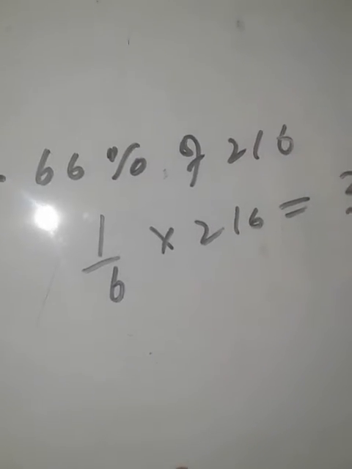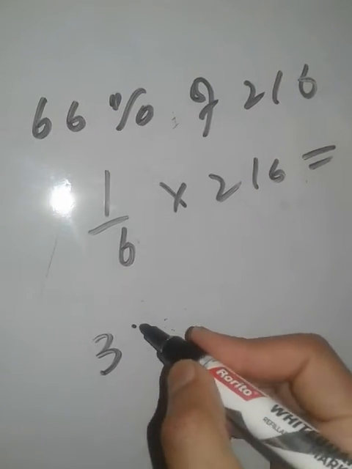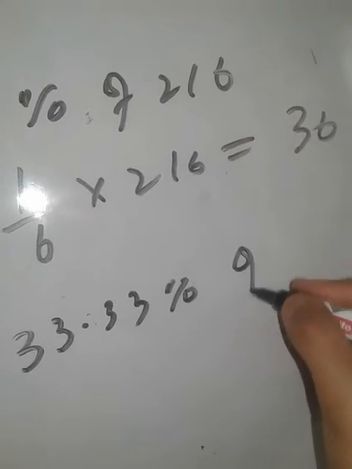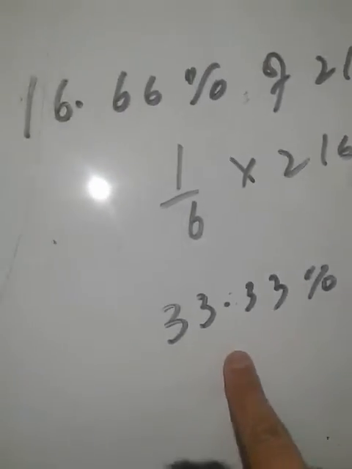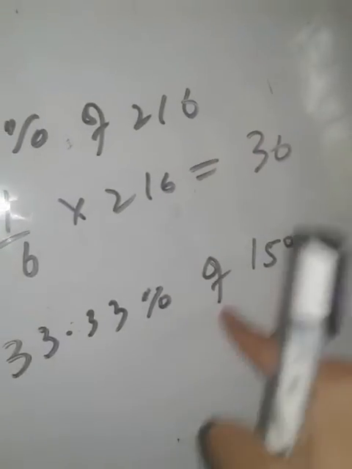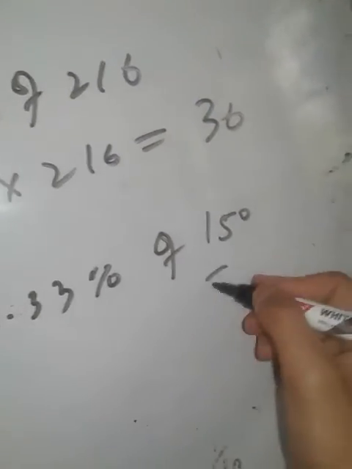Suppose you were asked to find 33.33% of 150. This 33.33% represents 1 by 3. Remember this. So it is 1 by 3, you divide this by 3, it is 50. Simple.